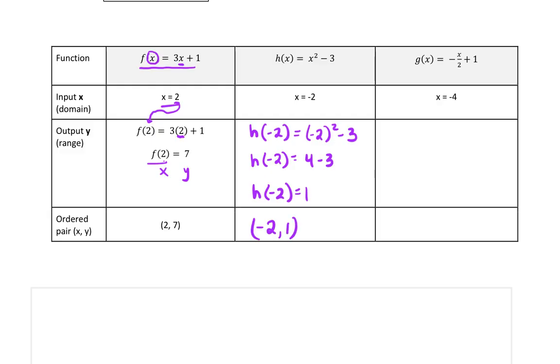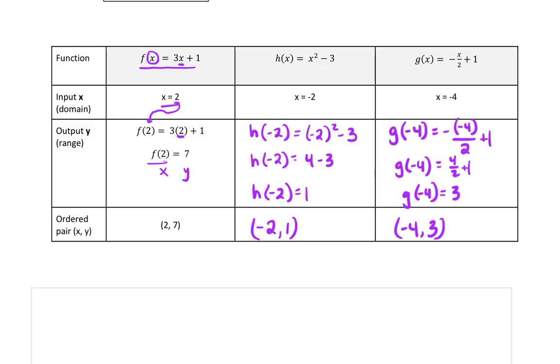Okay? Go ahead and try the next one on your own, and I will provide you the answer. If you plug negative 4 in for x, the result is 3. So g of negative 4 is 3, and you can write it as an ordered pair.